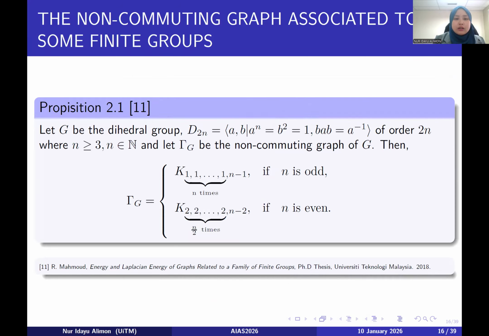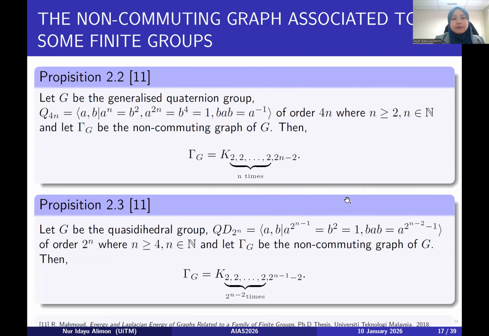Okay, so these are the general forms of the non-commuting graph for some finite groups. We have the dihedral groups, we have generalized quaternion groups, and we have quasi-dihedral groups. For the dihedral groups, it is divided into two cases, which is n is odd and also n is even. As you can see here, the graph is actually a multipartite graph.